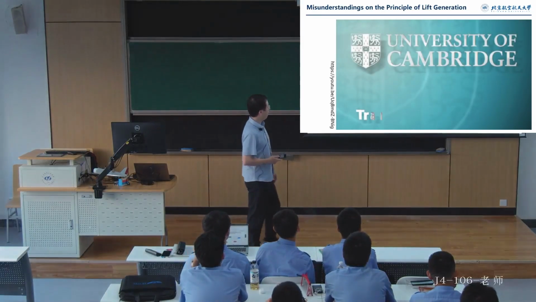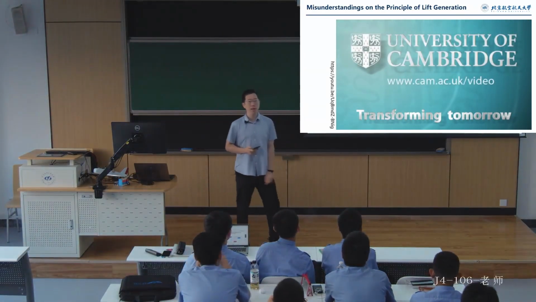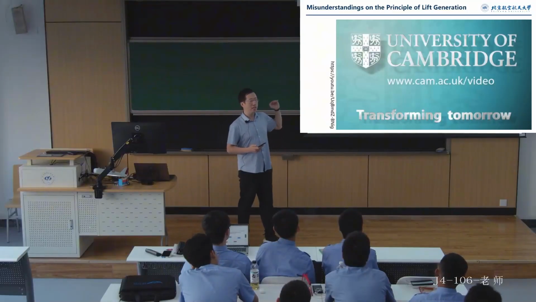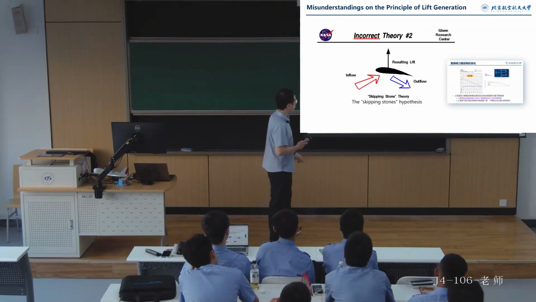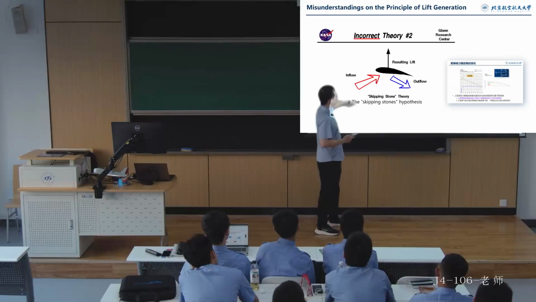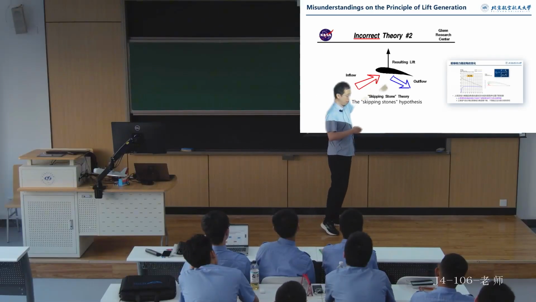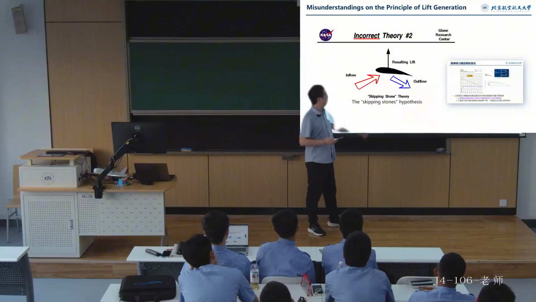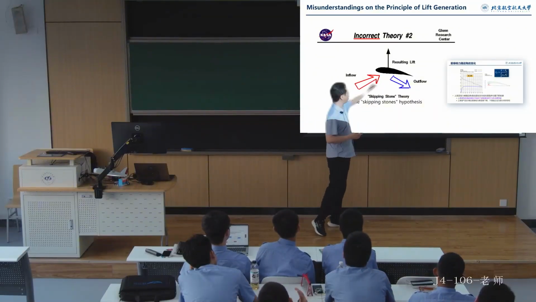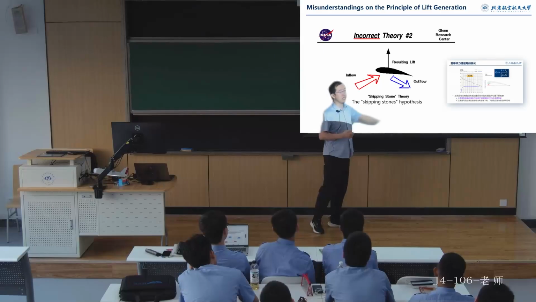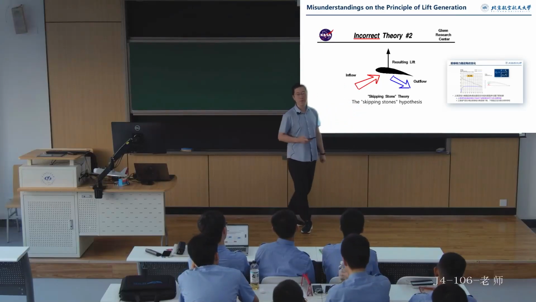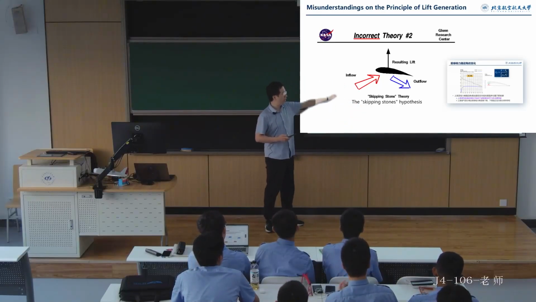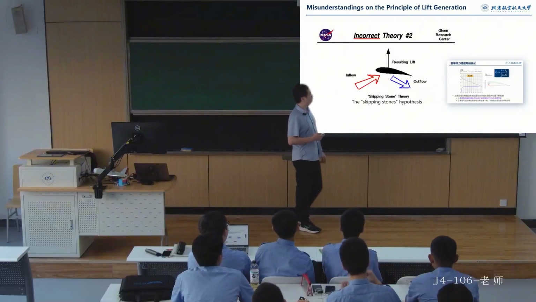Additionally, there is another explanation called the skipping stone hypothesis. What does this mean? When an airfoil flies through the air, the air hits the underside of the airfoil due to the positive angle of attack and then bounces downward. Because of this bouncing effect, it gives the machine a force, which is what we refer to as lift. So according to this explanation, where does the lift come from? It is generated from the underside.